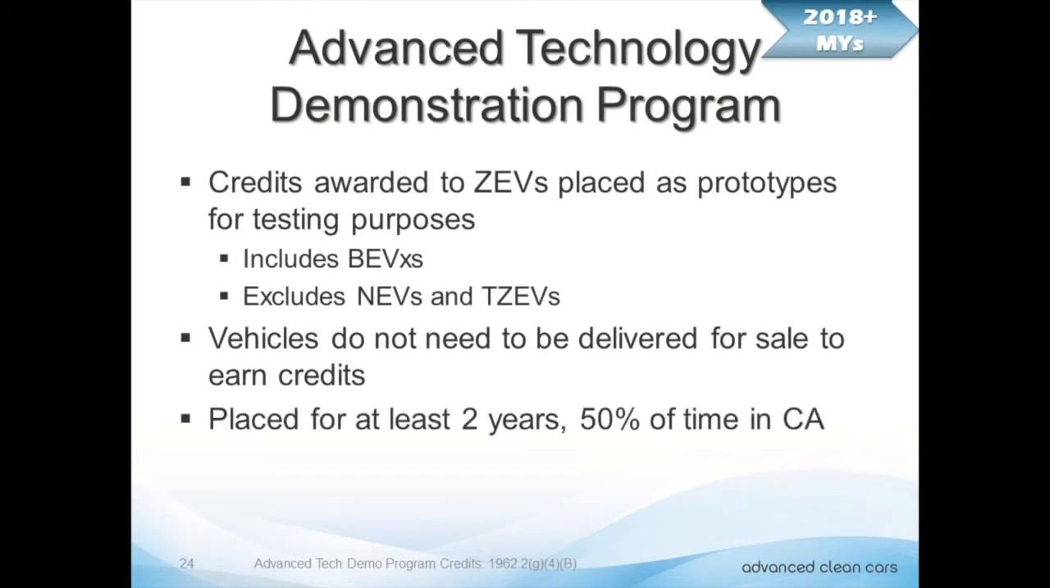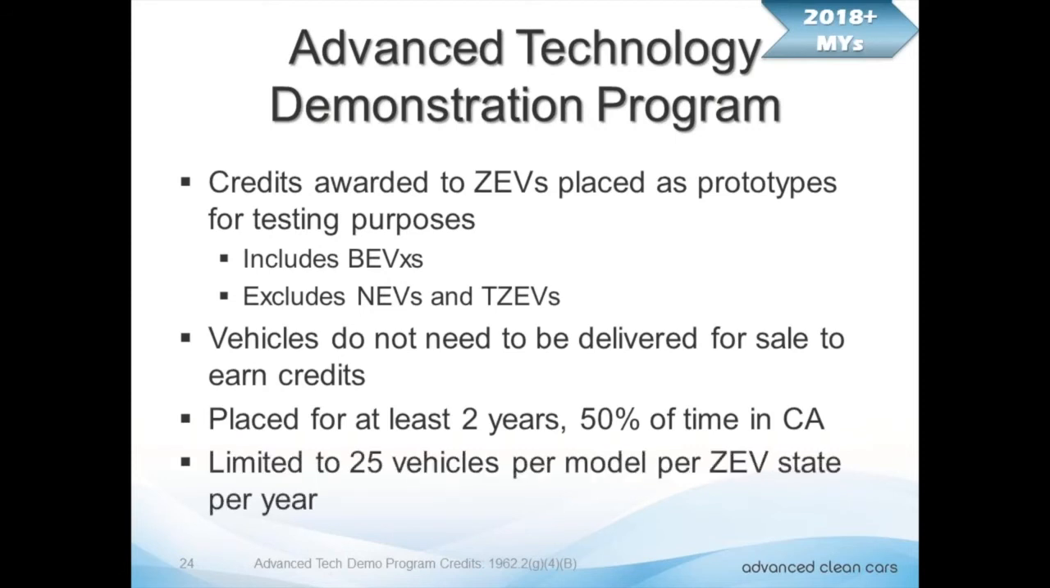In order to earn credits, vehicles must be in the Advanced Demonstration Program for at least 2 years and must be in California at least 50% of the time. We have limited this provision to 25 vehicles per model, per state, per year. Credits for Advanced Technology Demonstration Programs are calculated in the same way as all credits for pure ZEVs, and once these credits are earned, they may be used in the same manner as other ZEV credits.